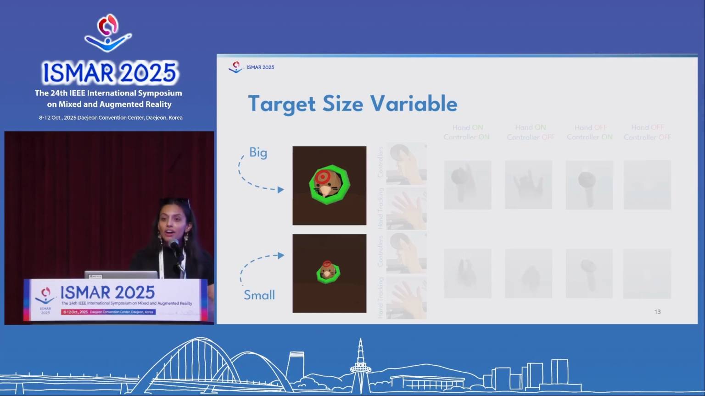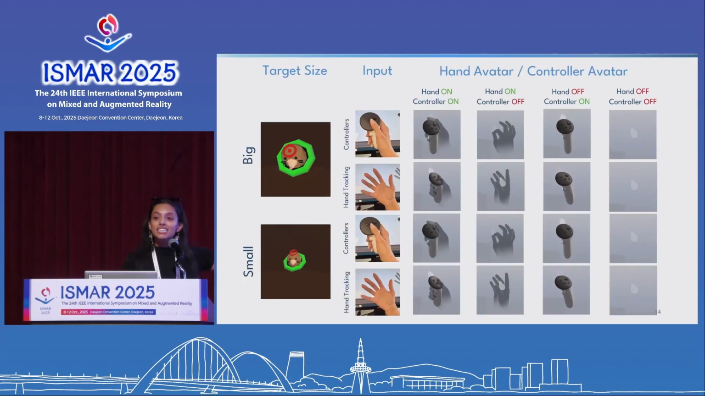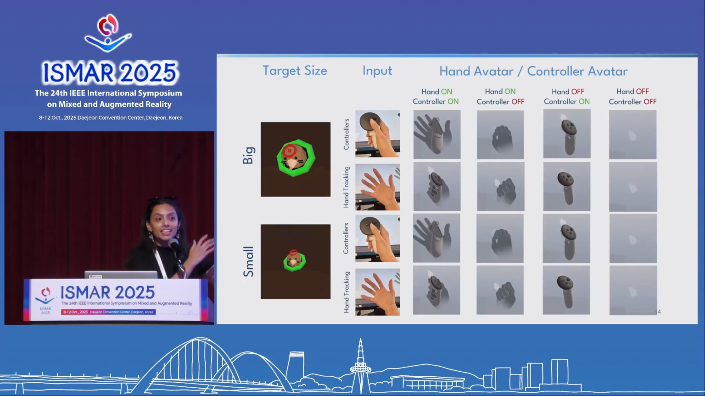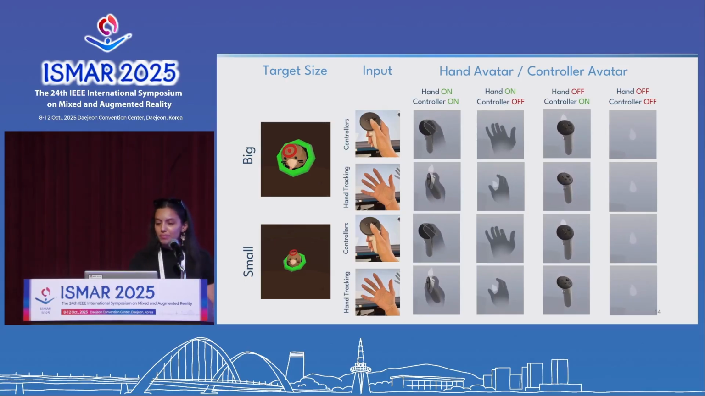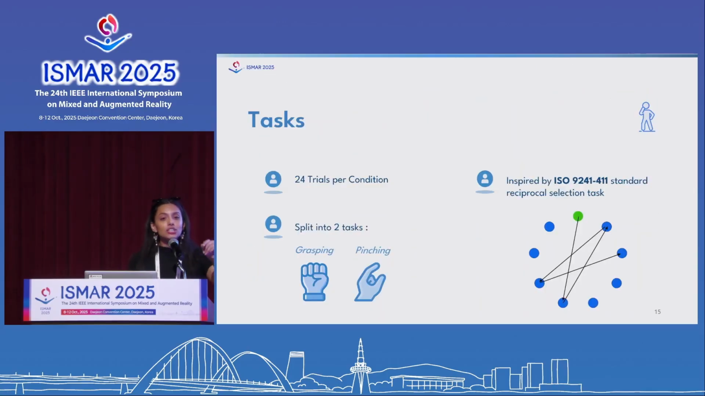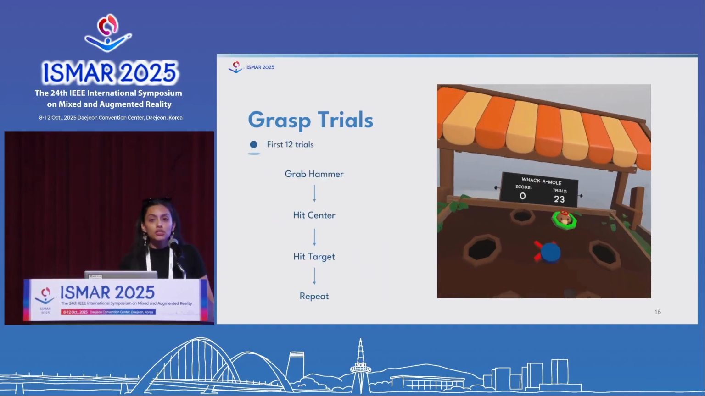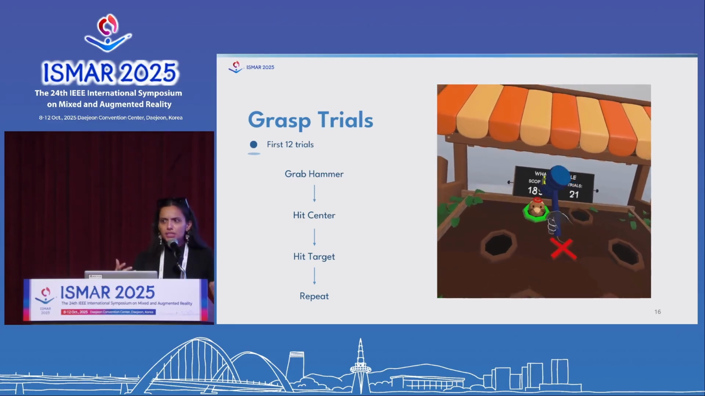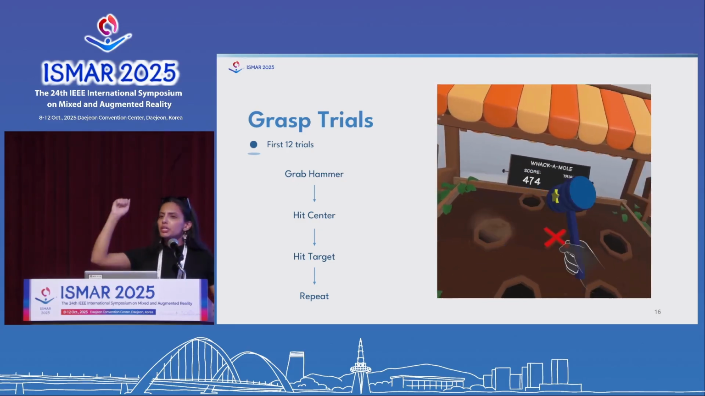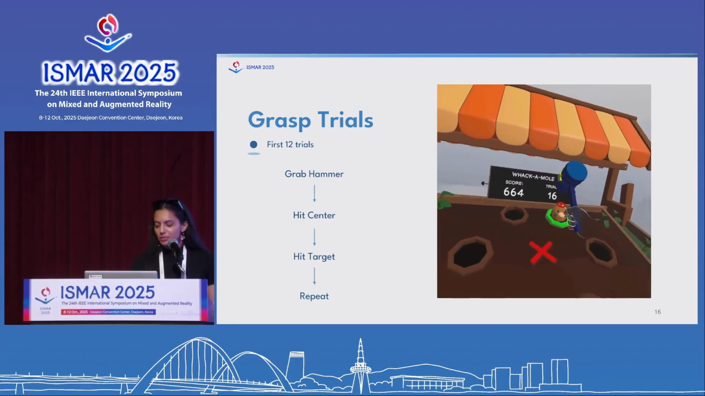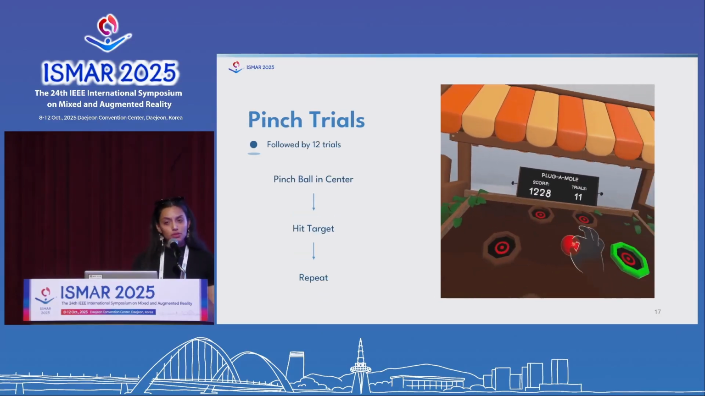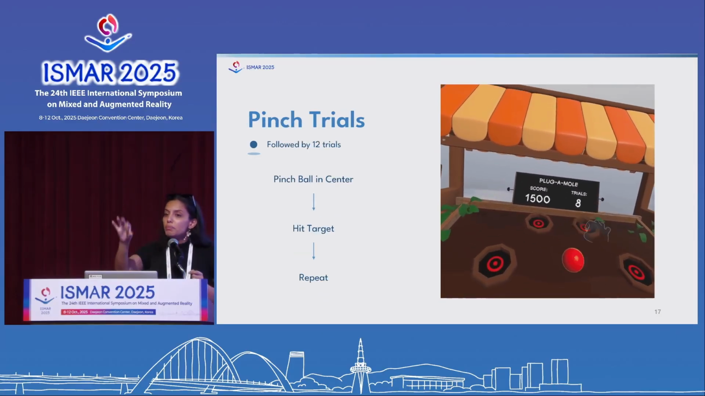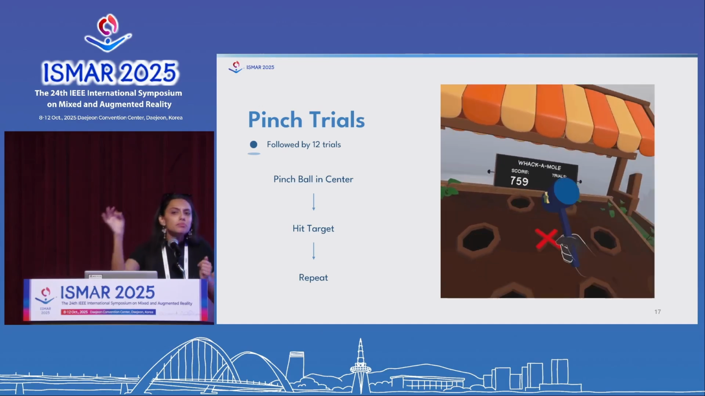So by combining all our variables together, we had a total of 16 different conditions within our study that every participant got to experience. And in a single condition, there were 24 trials split between 2 tasks: grasping and pinching. The first 12 trials were actually of the grasp trial. So participants would grab a hammer, hit the target, and repeat the process, which was then followed by another 12 trials, which were the pinch trials. So they would pinch a ball in the center, hit the target, and repeat the process again.